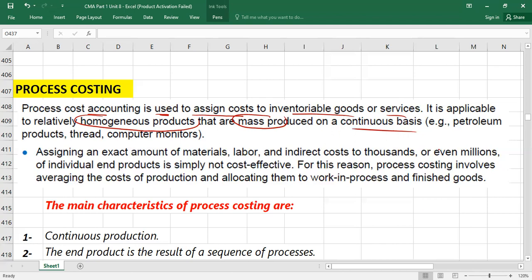And what are the examples? For example, petroleum products. Like petrol, you are manufacturing on continuous basis, maybe, which will go through different departments. Maybe it could be threads, right? Maybe you have seen the textile industries, how they are making threads. So first cotton will be injected in one department, then it will move to the second department, then third department, like that. Then maybe these could be the computer monitors, and I gave you examples for automobile industry also.